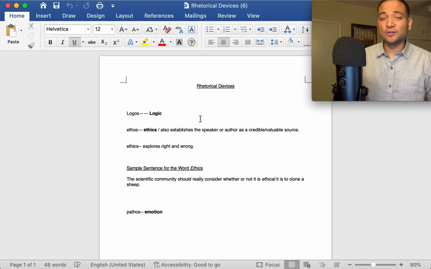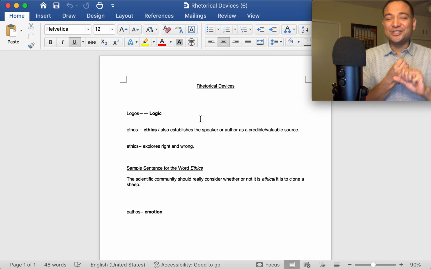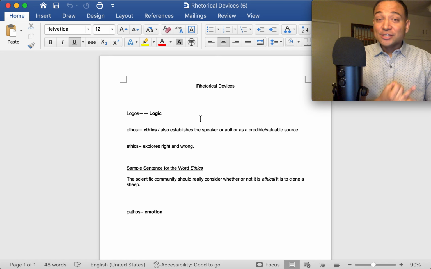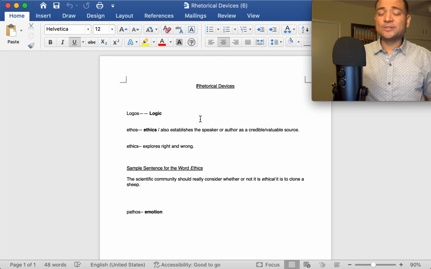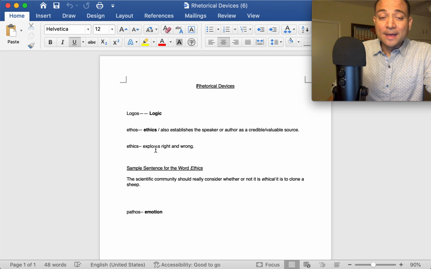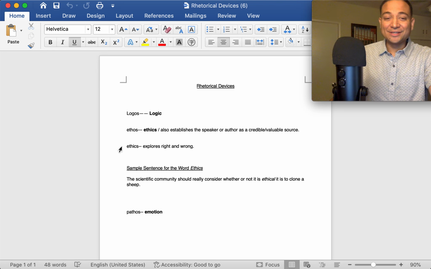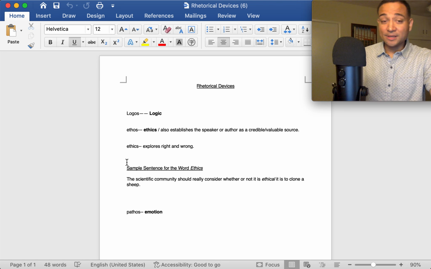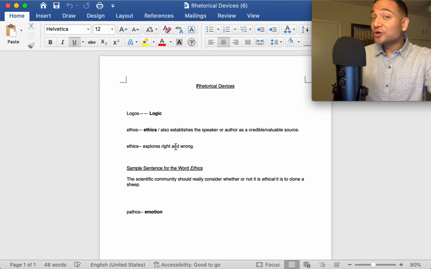The first rhetorical device is called logos, and that's an appeal to logic. A lot of times with logos, we see numbers, charts, statistics. If we were doing an article about why Freddie Freeman is so important to the Dodgers, then a logos appeal would be something that uses maybe RBIs, batting average, different statistics. Numbers.